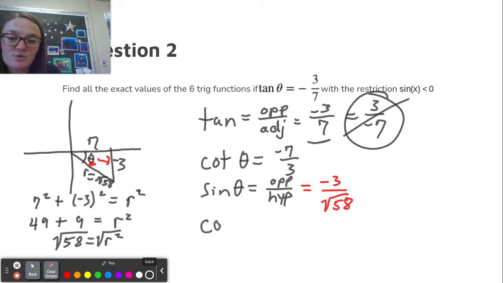Let's go ahead and find cosine of theta. Cosine of theta is equal to adjacent over hypotenuse. And the adjacent here is 7. The hypotenuse is square root of 58. The rest that I need to find are just reciprocals now.